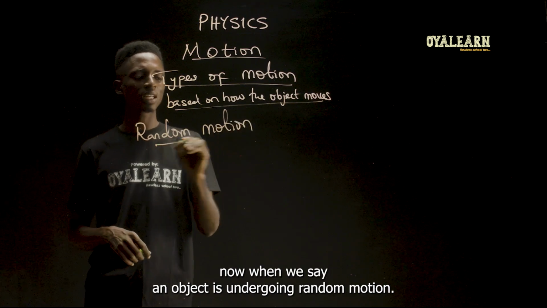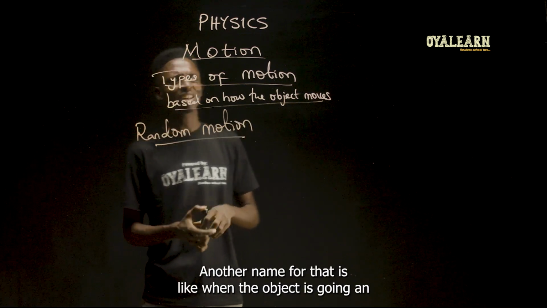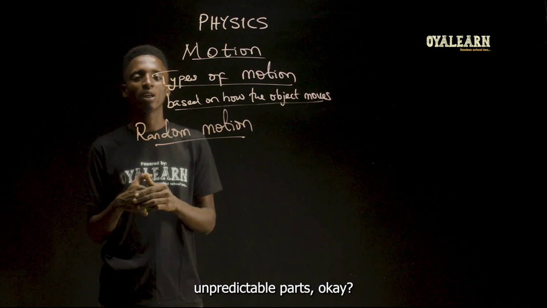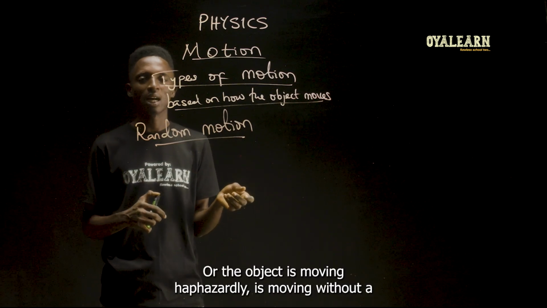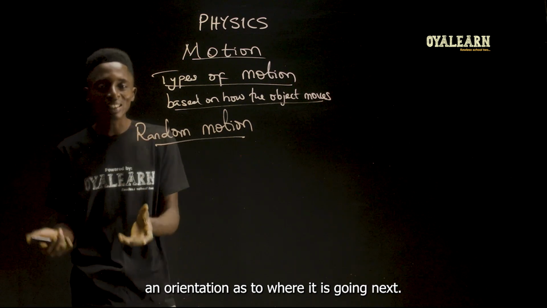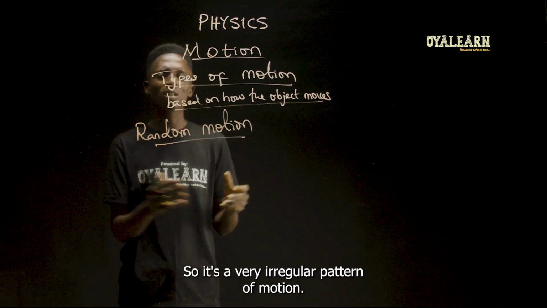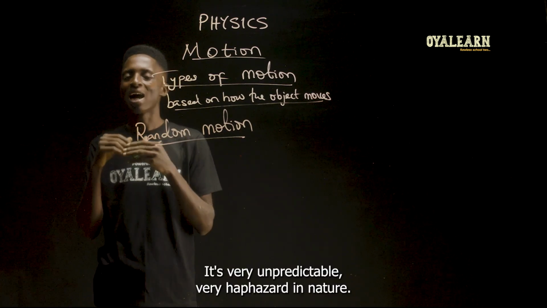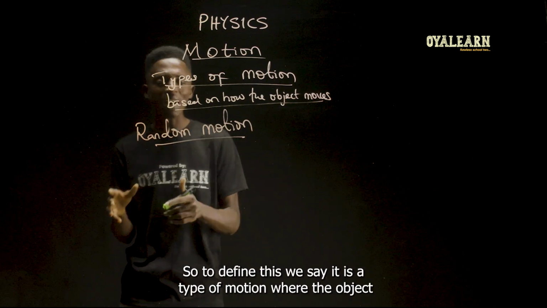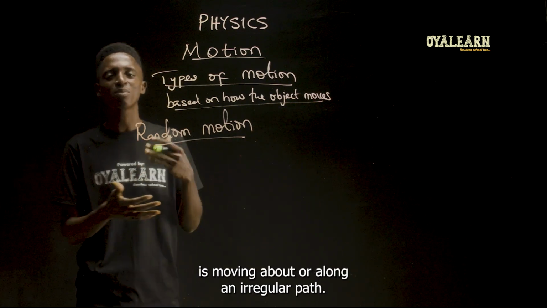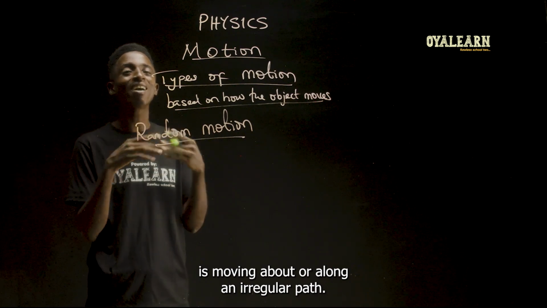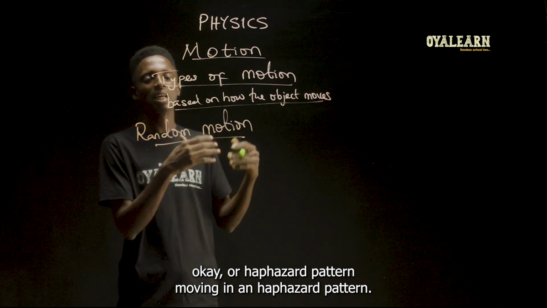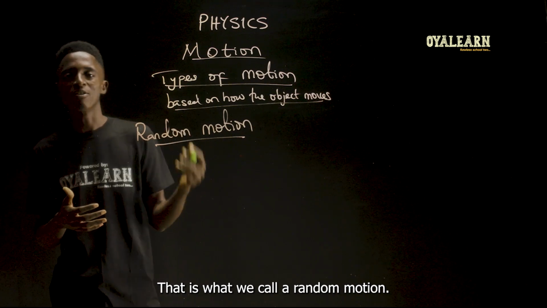Now, when we say an object is undergoing random motion, another name for that is when the object is going on an unpredictable path, okay, or the object is moving haphazardly. It's moving without an orientation as to where it is going next. So it's a very irregular pattern of motion. It's very unpredictable, very haphazard in nature. So to define this, we say it's a type of motion where the object is moving about or along an irregular path, or in a haphazard pattern. That is what we call a random motion.